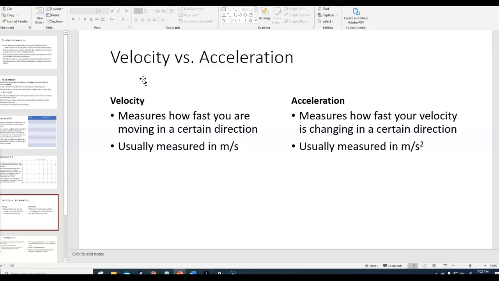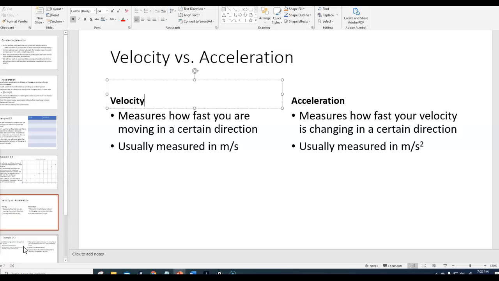Again, make sure you understand the difference between velocity and acceleration. Velocity is a measure of how fast you're moving in a certain direction. Positive velocity means you're moving in the positive direction. Negative velocity means you're moving in the negative direction. Acceleration has nothing at all to do with what direction you're moving in. You can have a positive acceleration or a negative acceleration, and that doesn't affect which direction you're moving in, because acceleration only tells you how fast your velocity is changing in a given direction. Velocity is measured in meters per second. Acceleration is always measured in meters per second squared.